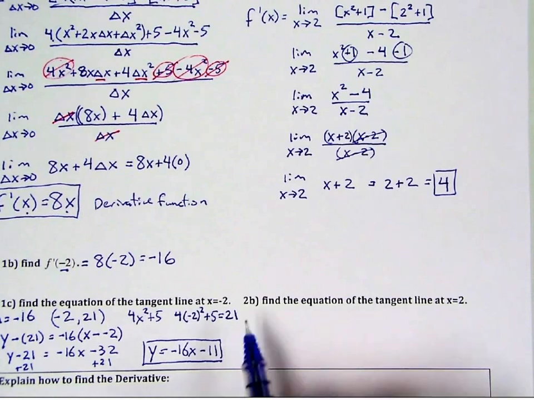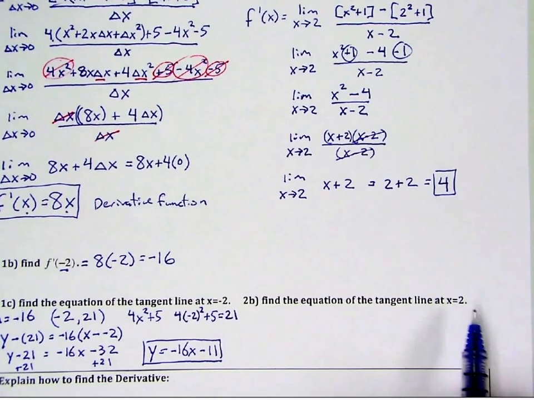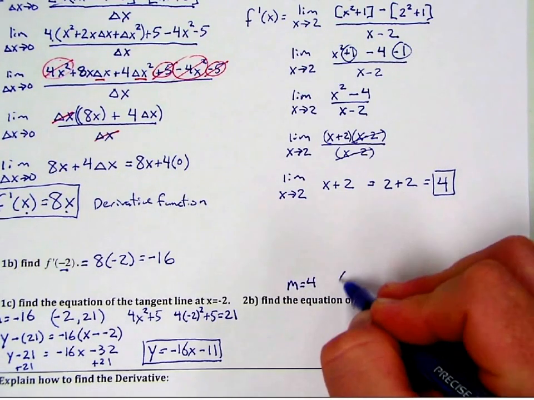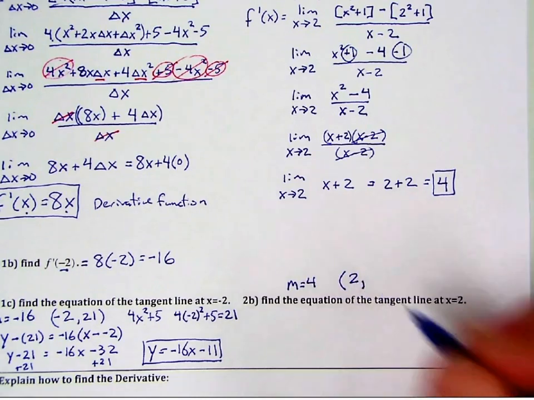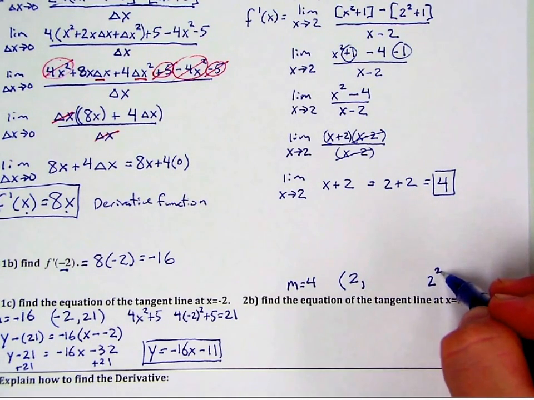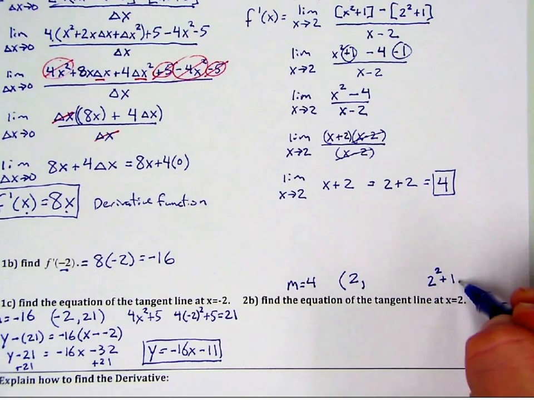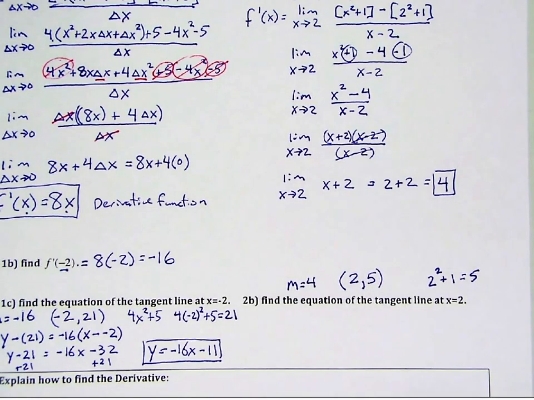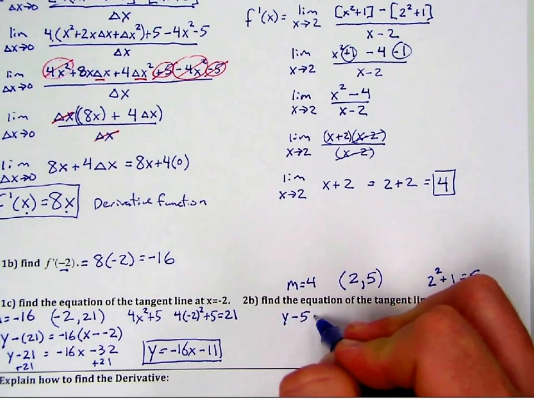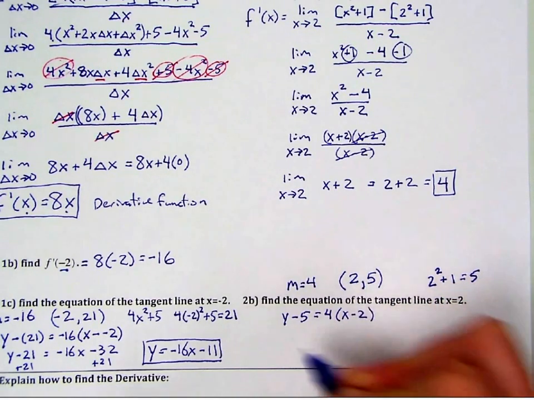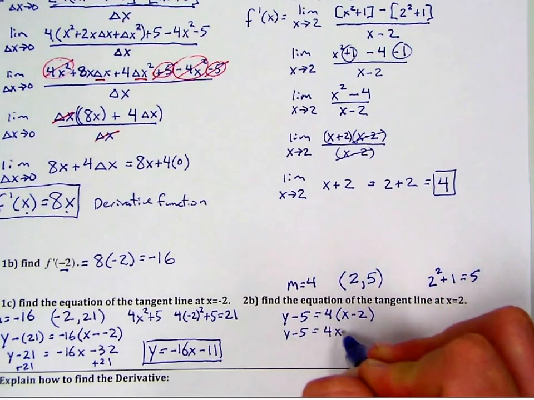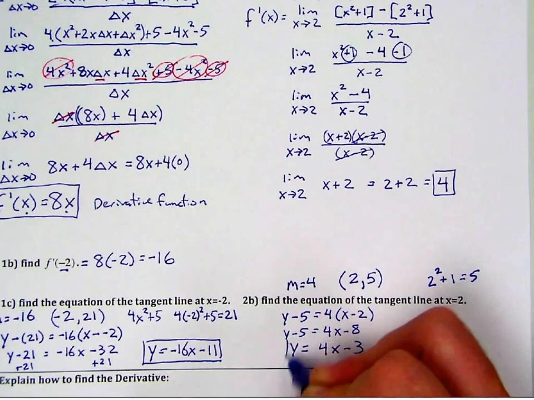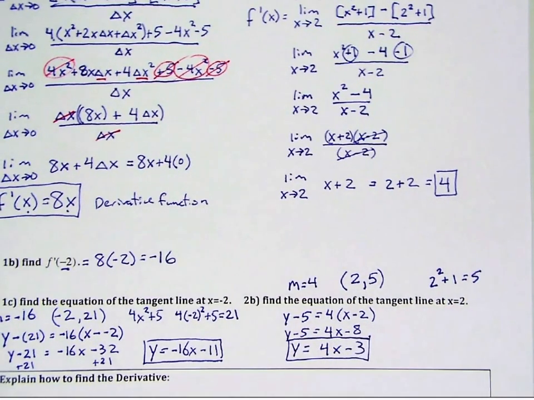All right, now the next question here says find the equation of the tangent line at x equals 2. So again, our m equals 4. We need to find our point where x equals 2. So let's do our function x squared plus 1. So 2 squared plus 1 is 5. So it's the point (2, 5). And you can use point slope form. And there we have it.